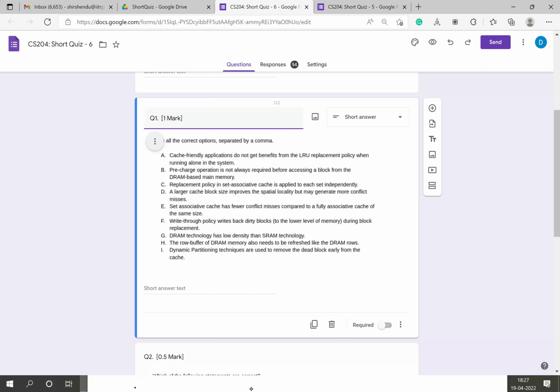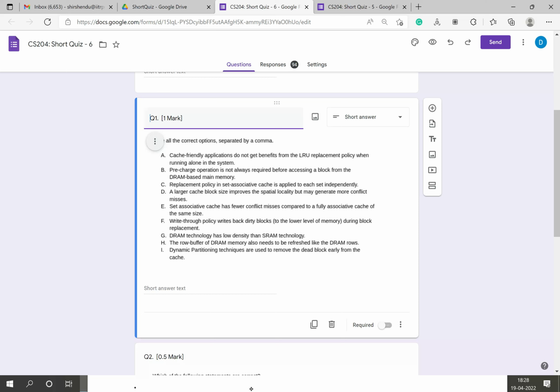E says set associative cache has fewer conflict misses compared to fully associative. No, that is wrong. Fully associative has zero conflict misses. F: Write through policy writes back dirty blocks during block replacement. No, that is false. That is called write back policy. Write through immediately writes the data to the lower level memory. So E and F are false.